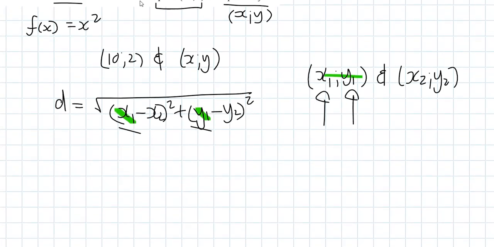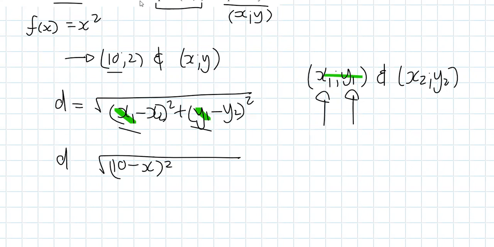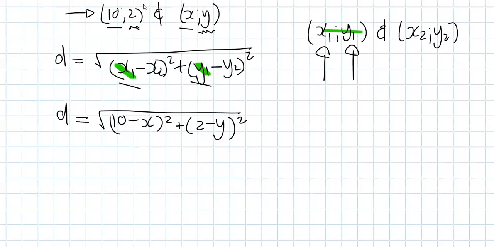Probably easier to start with this point. So our distance is the square root of (10 minus x) squared. We started on the 10, so we just have to do the other x from the second point, plus (2 minus y) squared. Whichever one you start on, you have to start on the other one as well. Okay, this is our distance.